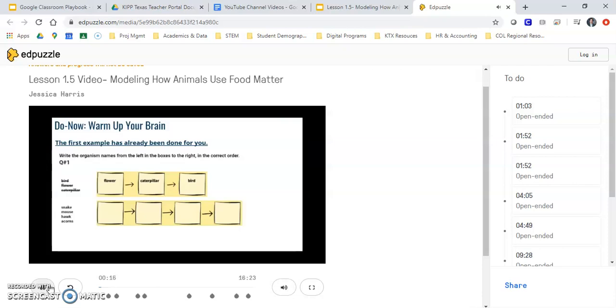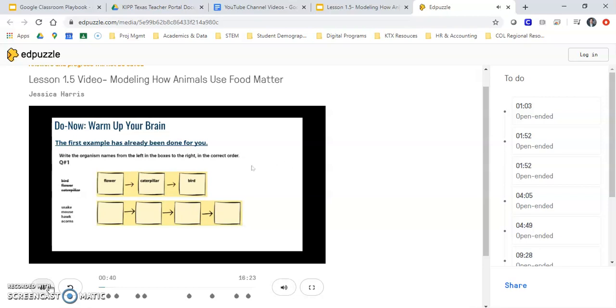Before we jump into our lesson, you have a do now to warm up your brain. The first example has already been done for you. What you're going to do is write the organism's name from left to right in the correct order. So be thinking, what is that flow of energy in an ecosystem?